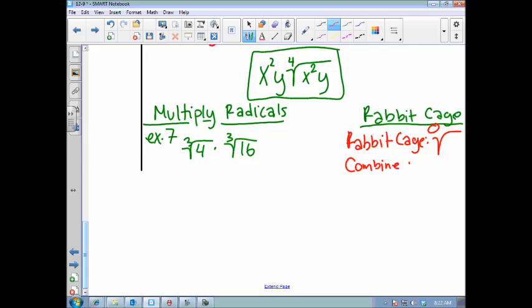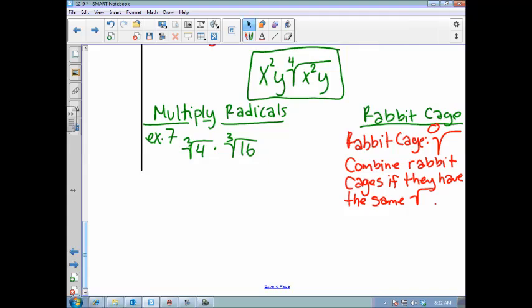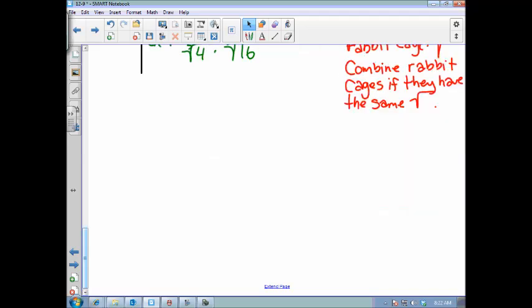Combine rabbit cages if they have the same radical. Think of the radical as being the rabbit cage, which is trapping a bunch of rabbits, keeping them in check.